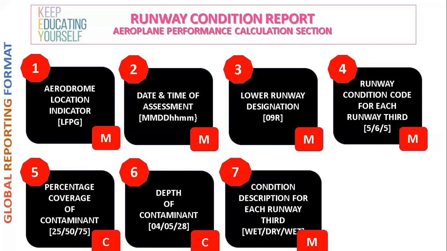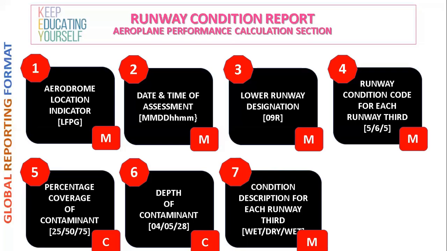So now we will go ahead, and the seventh element is condition description for each runway third. Here we have to mention what type of contaminant is present on the runway. As I have told you earlier, in Annex 14 Volume 1, earlier they mentioned about 12 contaminants. Now those 12 contaminants have been increased to 17.